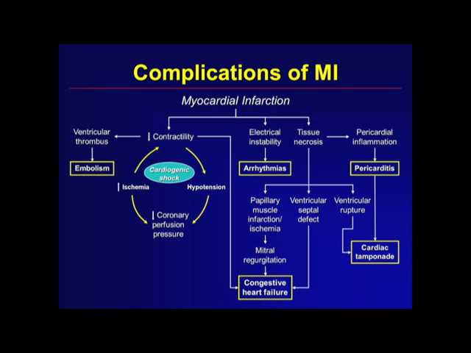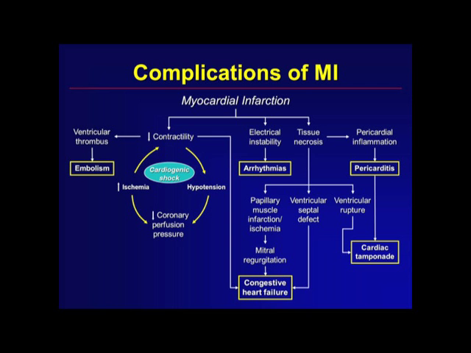Okay, here's myocardial infarction. It can cause problems with contractility. This can cause cardiogenic shock, hypotension. This can lead to low perfusion pressure and more ischemia. Sometimes the heart gets hurt bad and there's an akinetic zone and it forms a clot. That can lead to an embolus. I just mentioned that one.